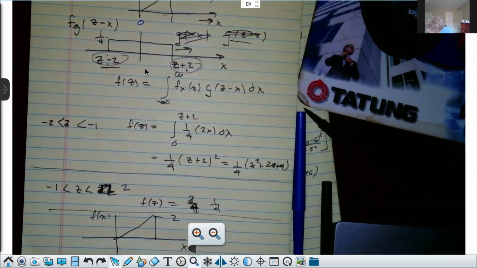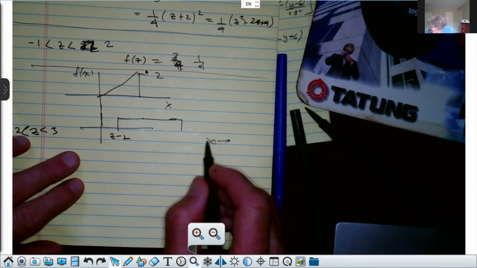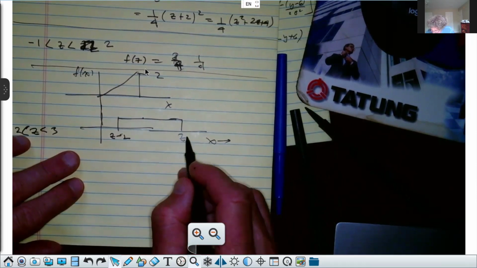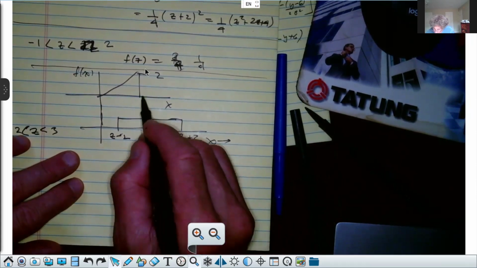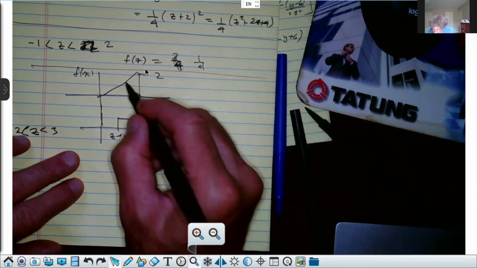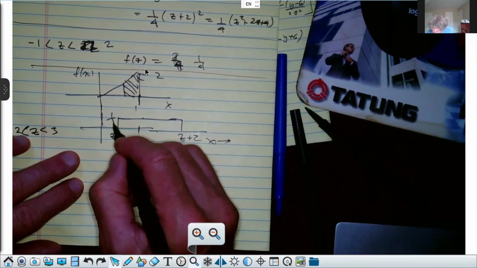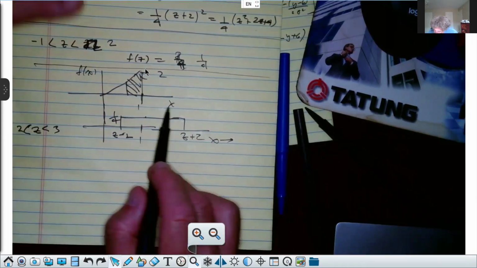Okay. It's going to be, here it's z minus 2, here it's z minus 2. This is x going this way. This is z plus 2, but the overlapped area is only going to go to 1. Follow me? So you need this area times 1/4, right? You can do it several ways.